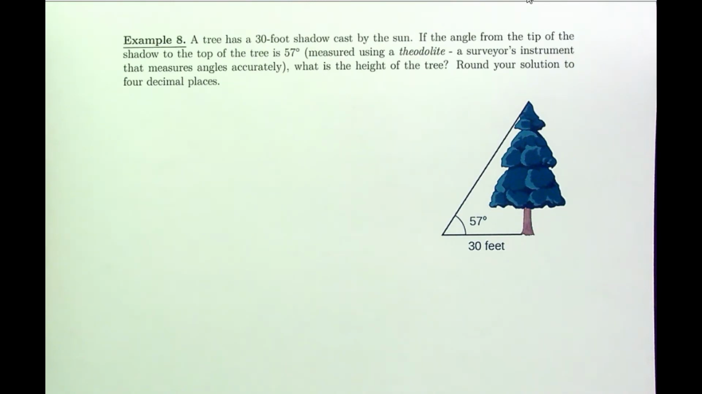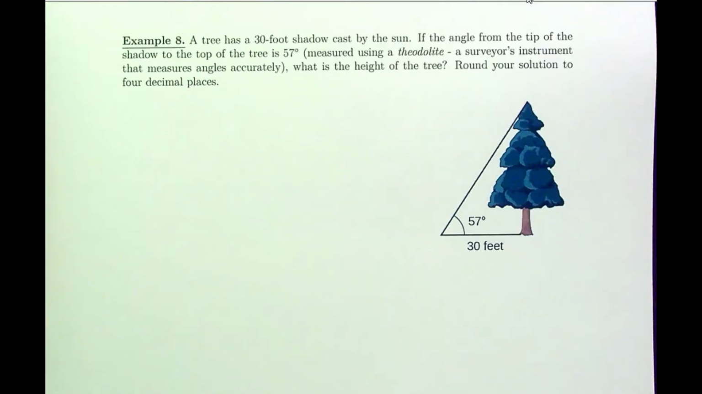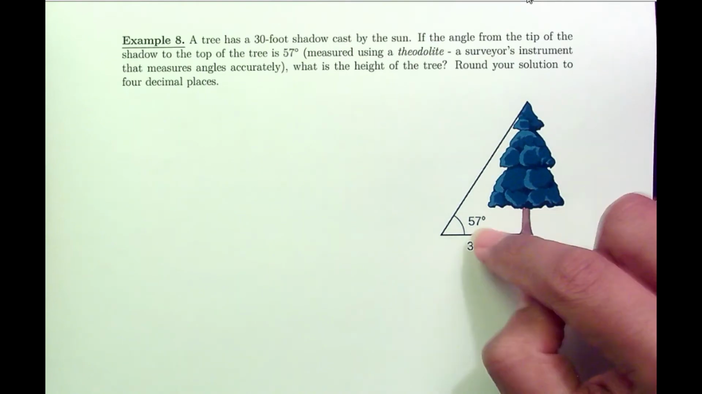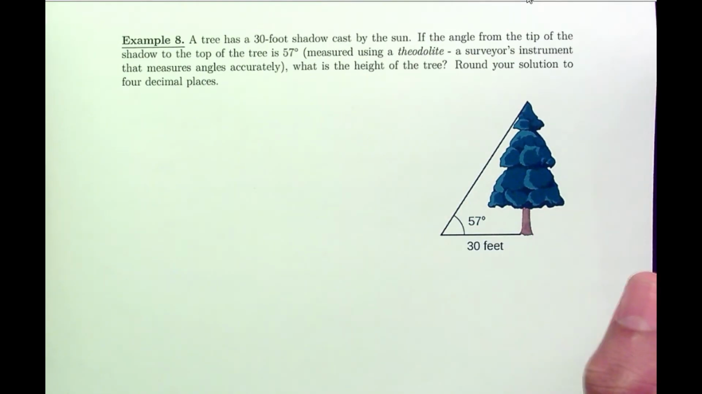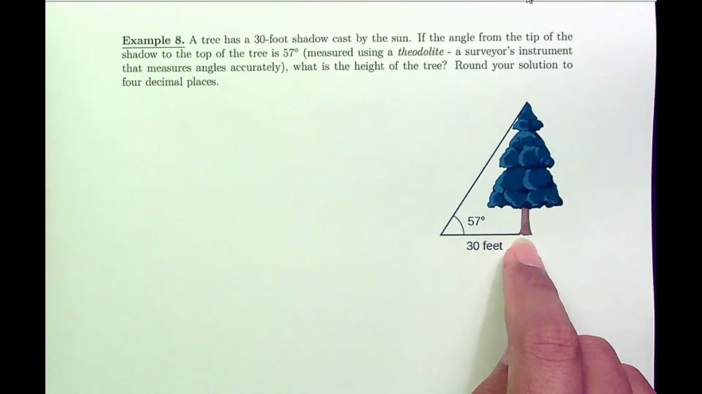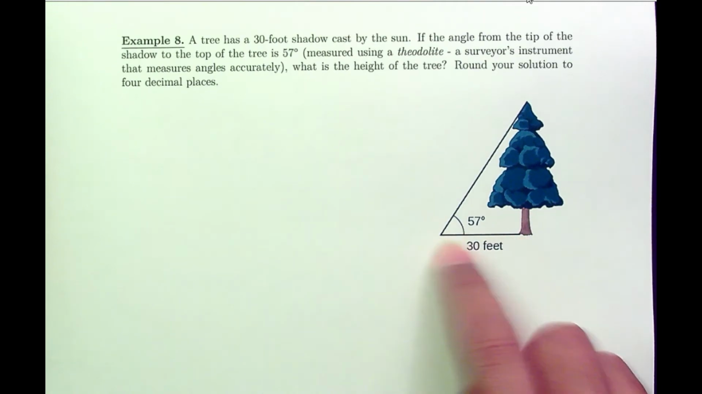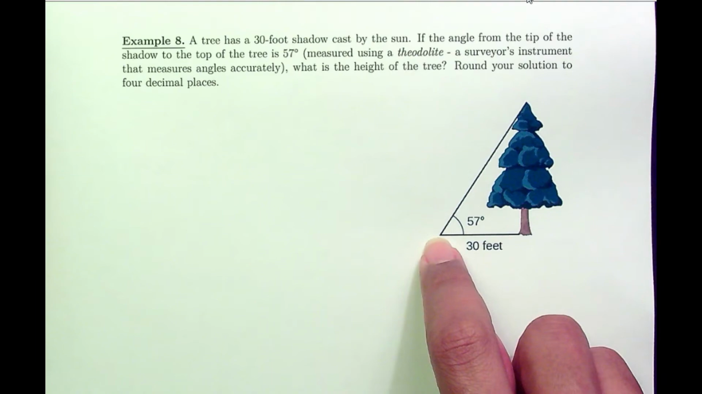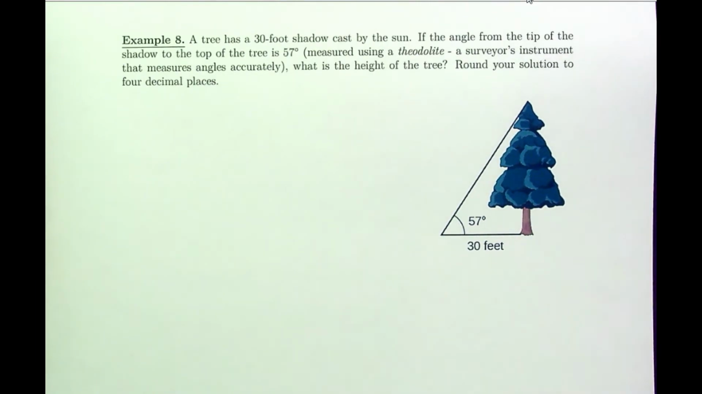A theodolite is an instrument that will measure angles pretty accurately, and it's an instrument that surveyors utilize for measuring angles. So measuring that angle is not a problem. Suppose that angle has been measured to be 57. The question is, what is the height of the tree? Of course, we can measure that shadow really easily as well. You just measure all the way to the bottom of the tree. So with those two things, can we figure out the height of the tree? And the answer is yes.